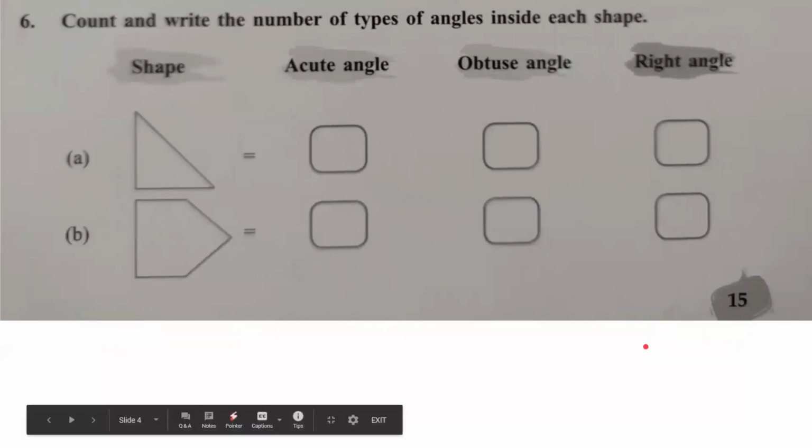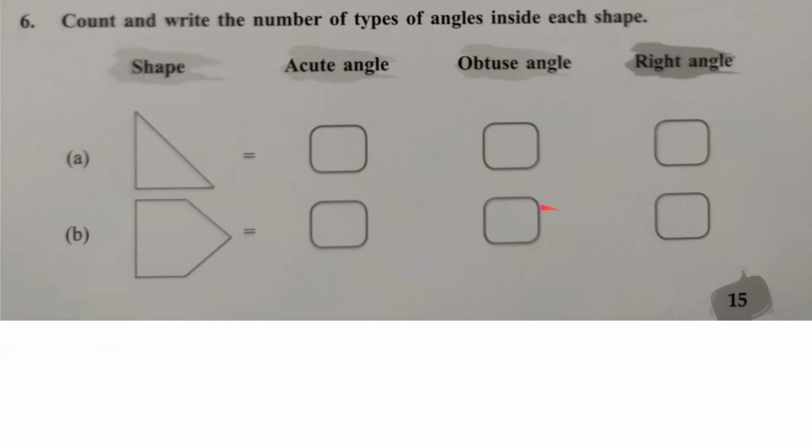Now here also some shapes are drawn. We have to decide how many acute angles, obtuse angles and right angles are there in the figure. Now if you take the first figure, it is the shape of a right angle triangle. We have at the top a smaller angle, that is an acute angle, and down this side also we have an acute angle here. So there are two acute angles.